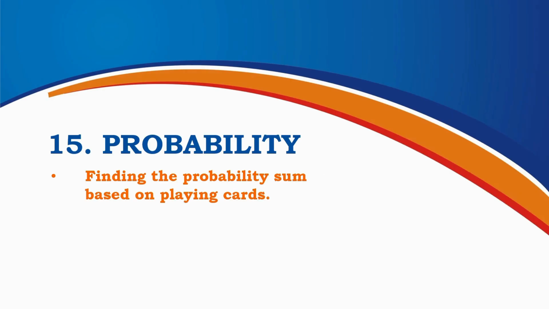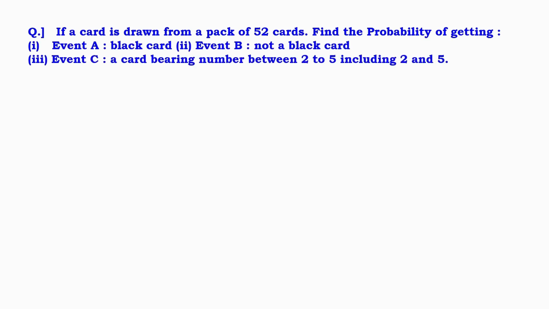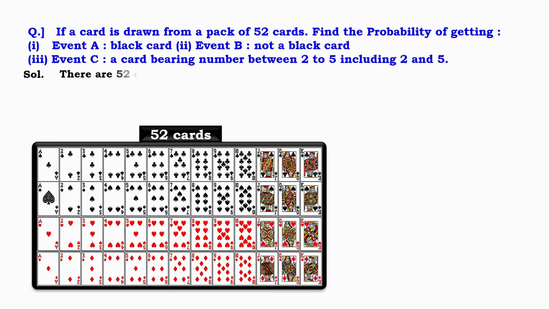Now we will be solving another probability problem. We will find the probability of events based on playing cards. Now the question is, if a card is drawn from a pack of 52 cards, find the probability of getting: 1, event A, a black card; 2, event B, not a black card; and 3, event C, a card bearing a number between 2 and 5, including 2 and 5. So now let us take a look.